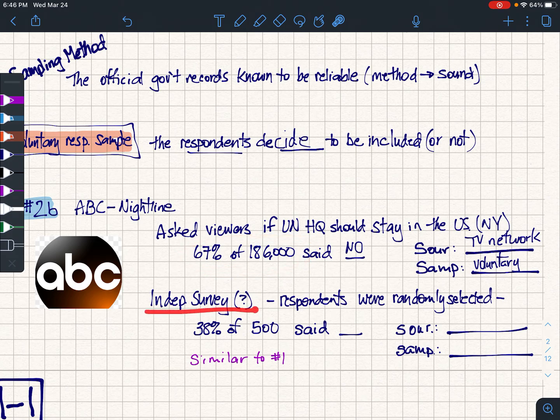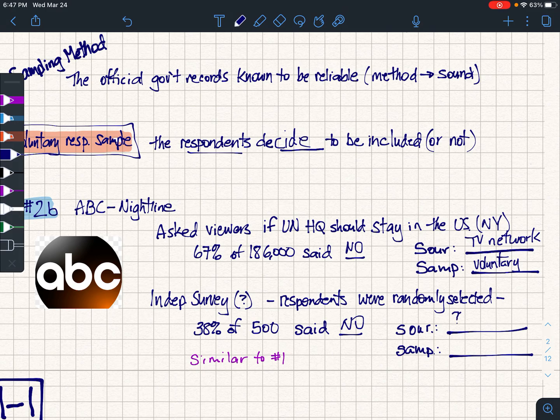Instead, they cite an independent survey. Now, the book doesn't tell us what independent survey this was. Just because you put the word independent in front doesn't mean that it's a good survey. They do tell us that the respondents were randomly selected. That's good. Okay. And here we have another data item of 38% of the 500 said no. So here we have probably a better source.